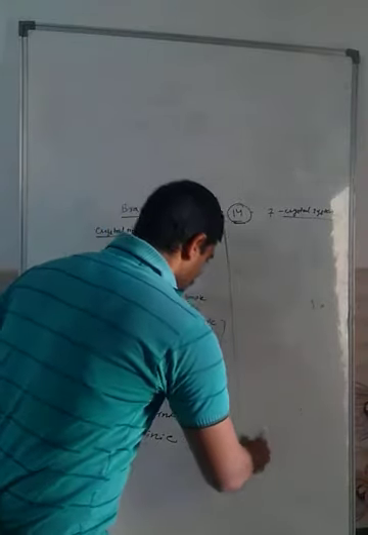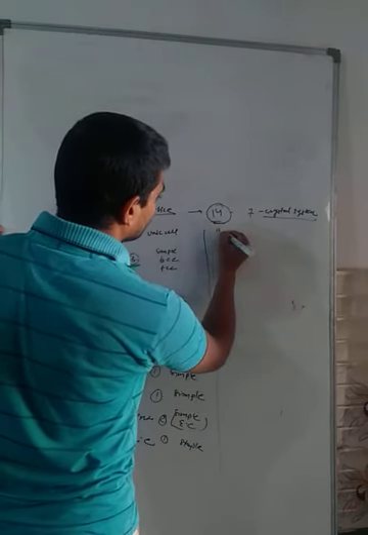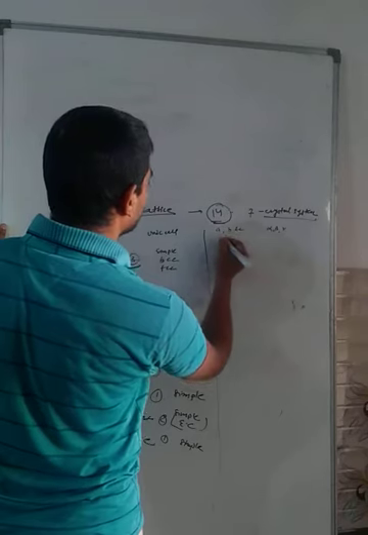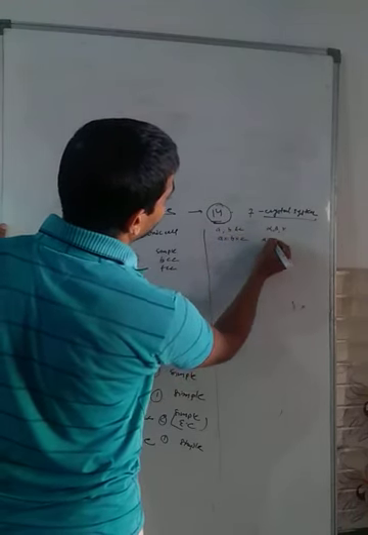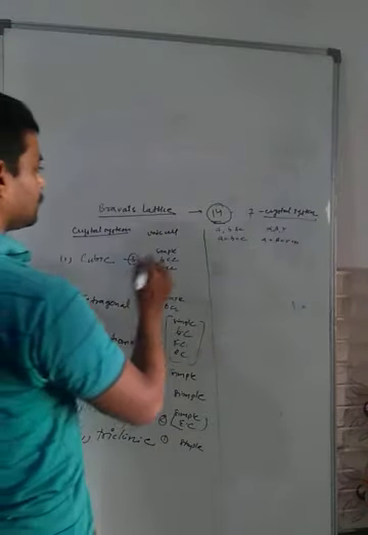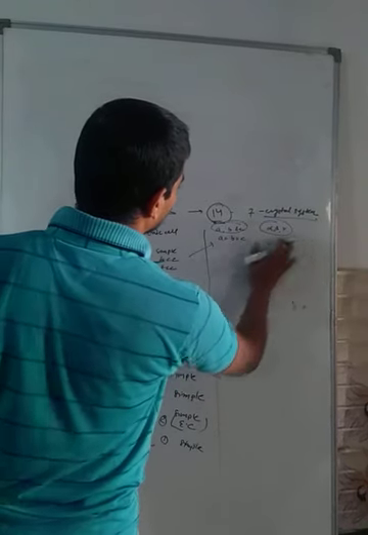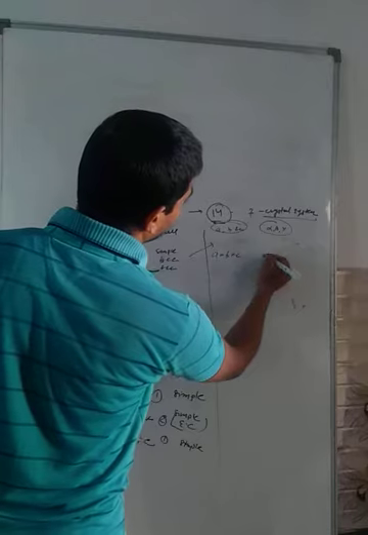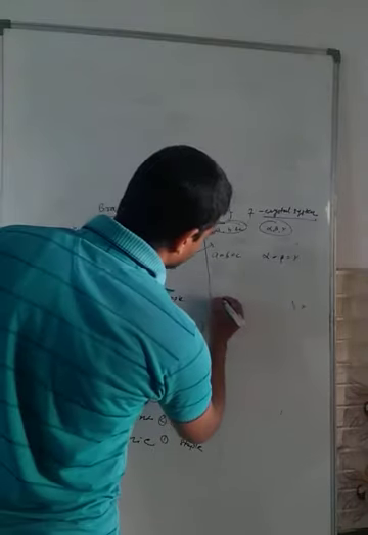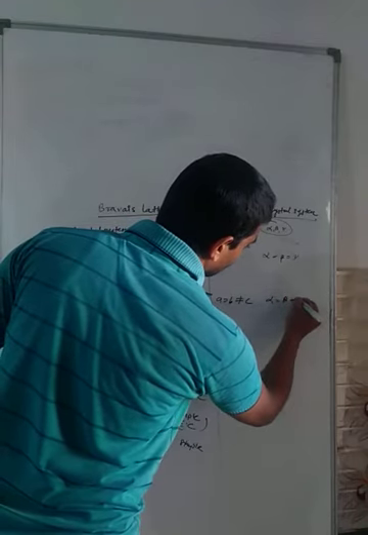If we are talking about the cube, we compare the parameters A, B and C, the bond parameters, and the angles alpha, beta and gamma. In a cube, A equals B equals C, and alpha equals beta equals gamma equals 90 degrees. These are the parameters on which we classify them. In the cubic system, all the sides of the cube are equal, A equals B equals C, alpha equals beta equals gamma. In case of tetragonal, A equals B but not equal to C, and alpha equals beta equals gamma equals 90 degrees.